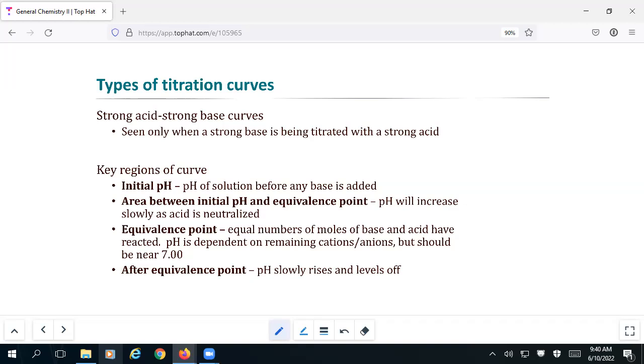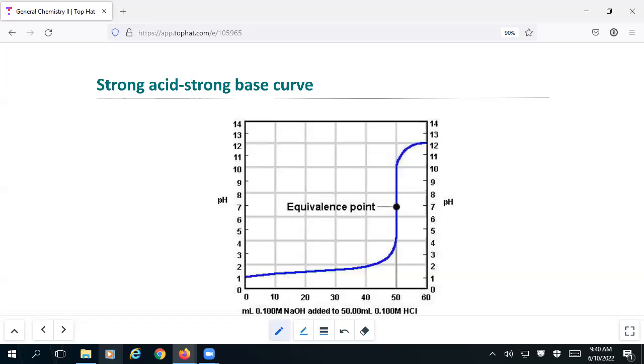And then the last point of interest for us is after the equivalence point. At that stage, strong base dynamics take over because we are just adding more hydroxide to the system. And so what we'll see is that the pH is going to rise and then eventually it'll level off. And so this is an example of a strong curve.